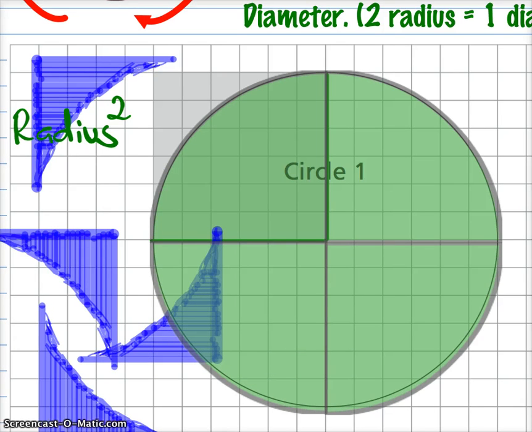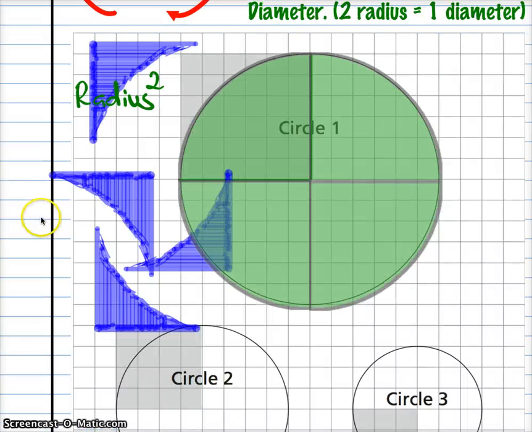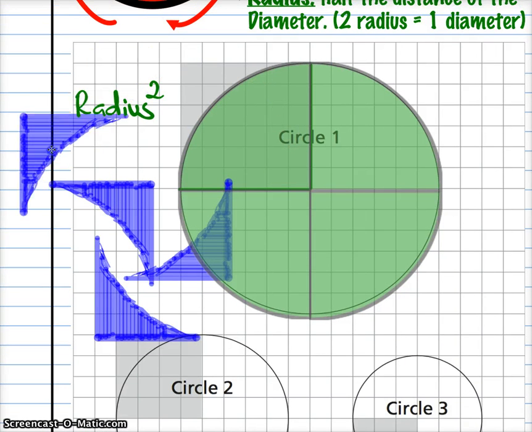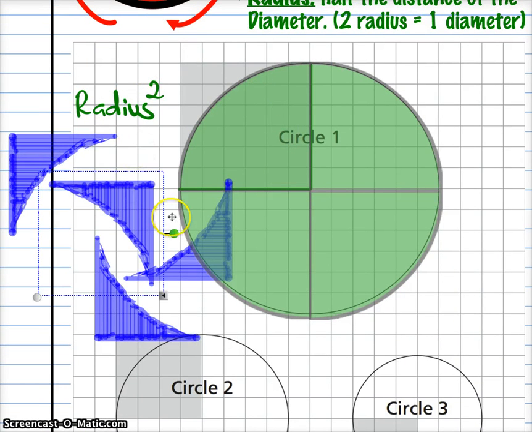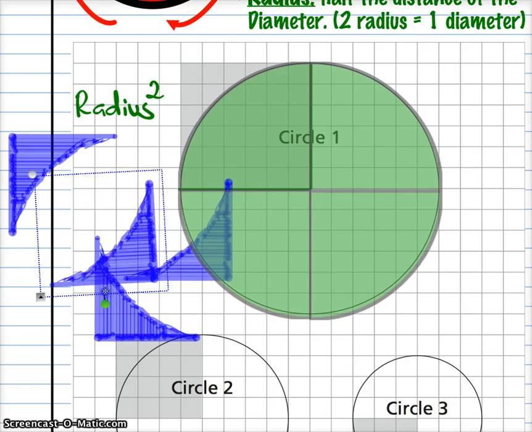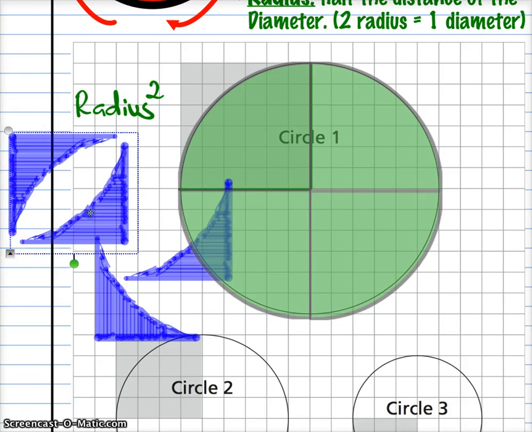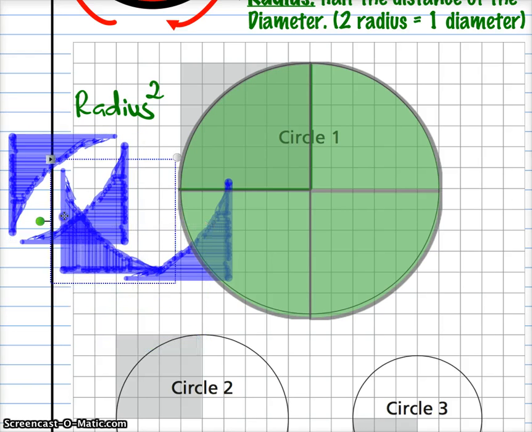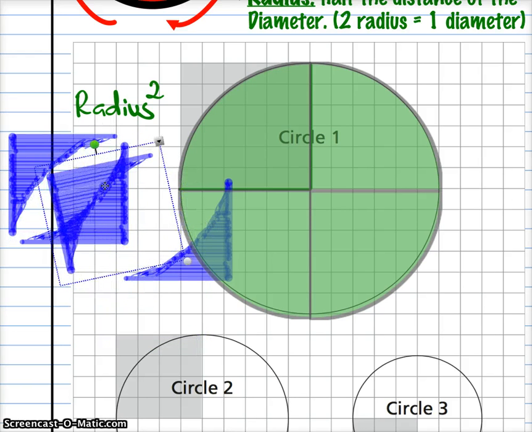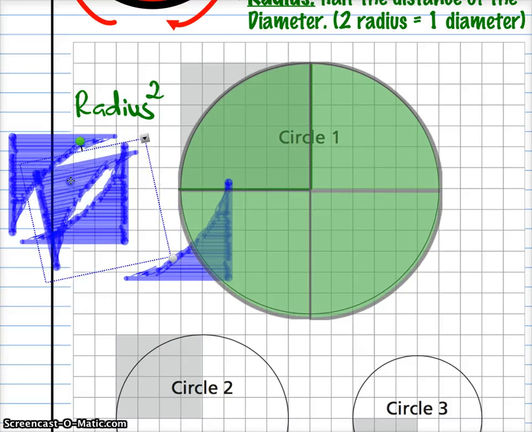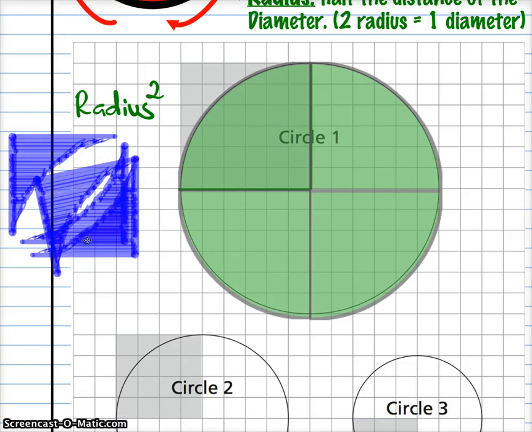I'm going to zoom out a little bit so I can get all this into one shot. If I didn't use this radius squared, and let me turn this a little bit, well, that's how much I didn't use. I didn't use this section here, and I didn't use this section here.